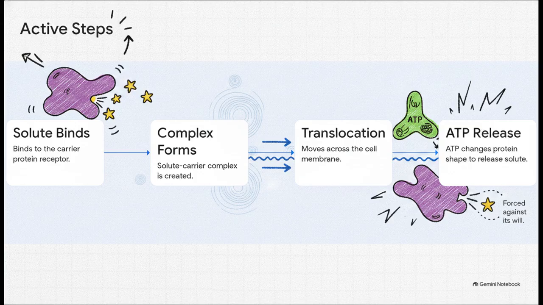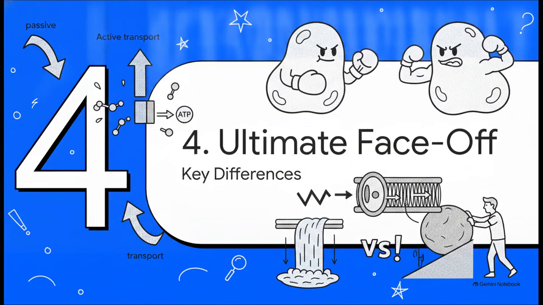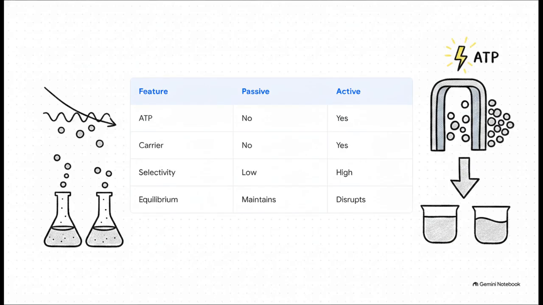Pretty fascinating, isn't it? And that brings us to Part 4, the ultimate face-off. Let's compare those key differences. Looking at this breakdown, active transport is actually highly selective compared to passive transport, and it absolutely must use carrier proteins to work. But the most critical difference? It lies in balance. Passive transport seeks and maintains equilibrium. Active transport, on the other hand, intentionally disrupts it so it can build up those vital concentrations of nutrients and ions that your cells desperately need.